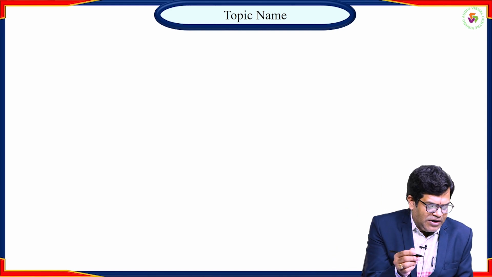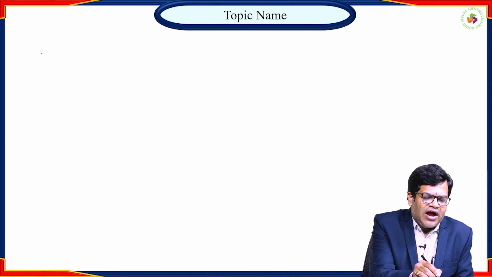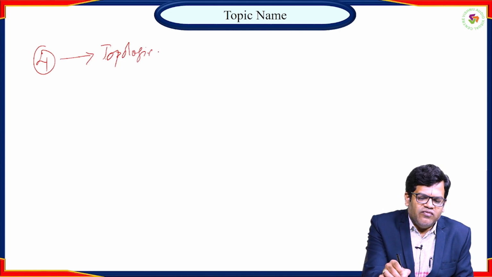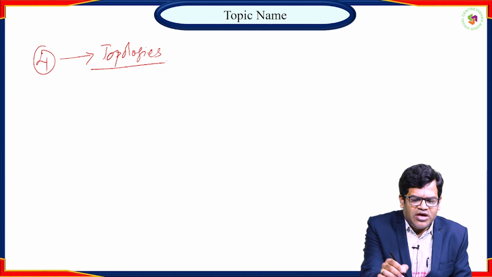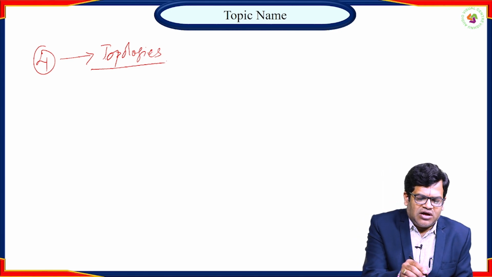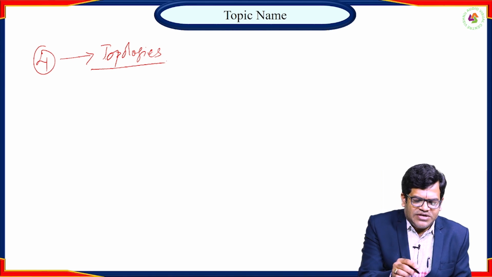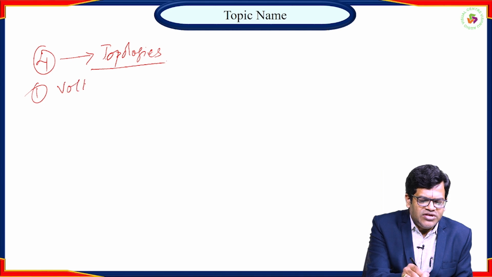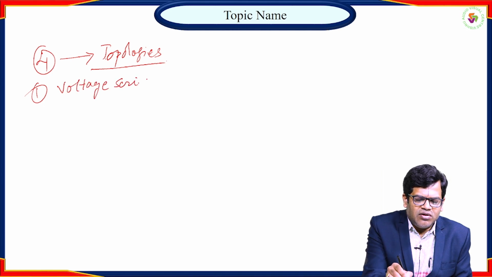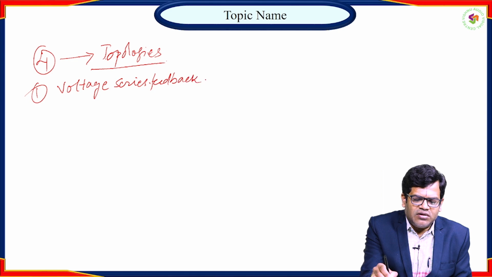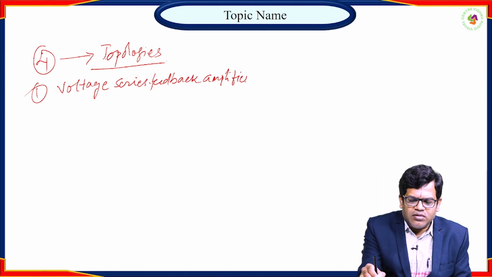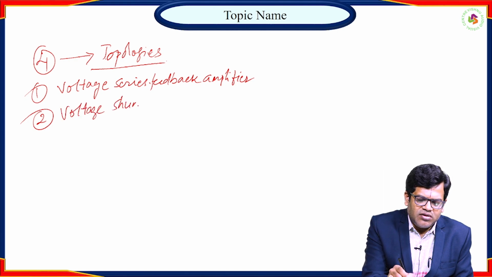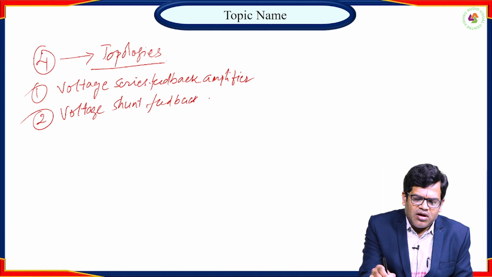Now accordingly, with respect to the sampling and mixing processes, we have four kinds of topologies defined for the feedback amplifiers. These are the feedback amplifier circuits established with respect to the sampling and mixing parameters. The first topology is the voltage series feedback amplifier. Number two, voltage shunt feedback amplifier.